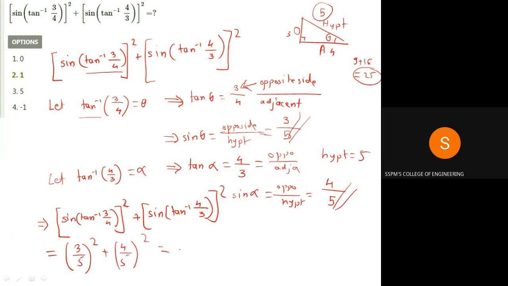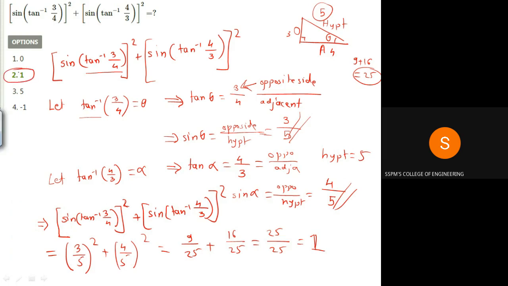What is 3 upon 5 squared? It is 9 upon 25. Plus 4 upon 5 squared, it is 16 upon 25. So what is 9 plus 16? It is 25, divided by 25. It is 1. So this is the value.